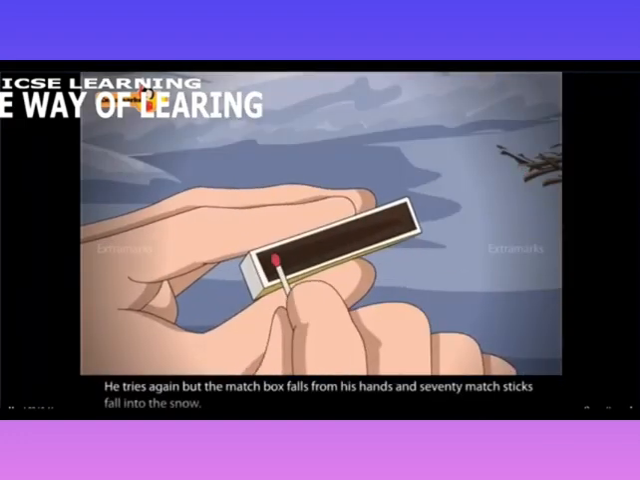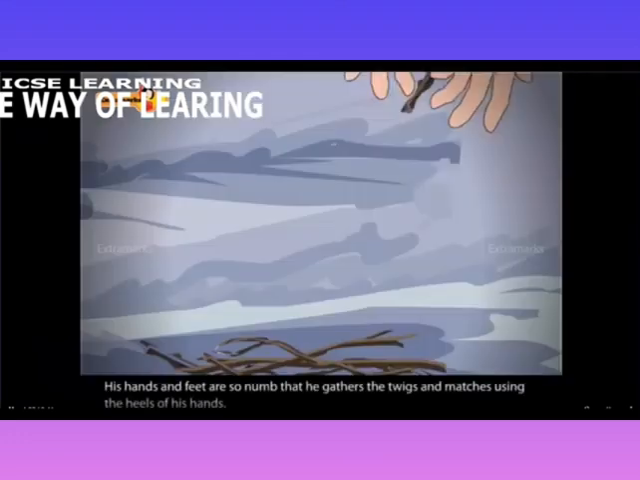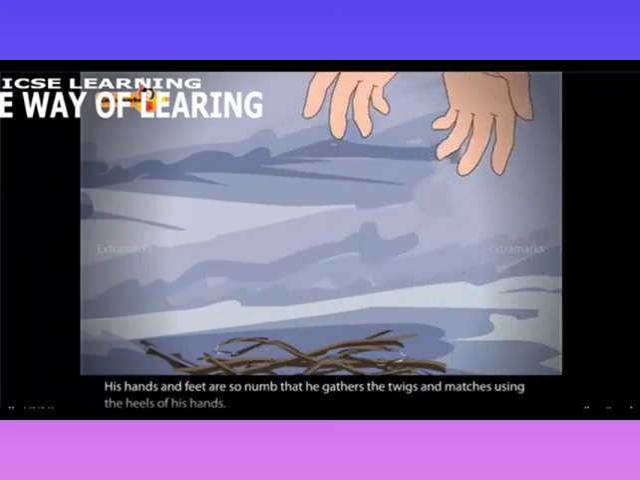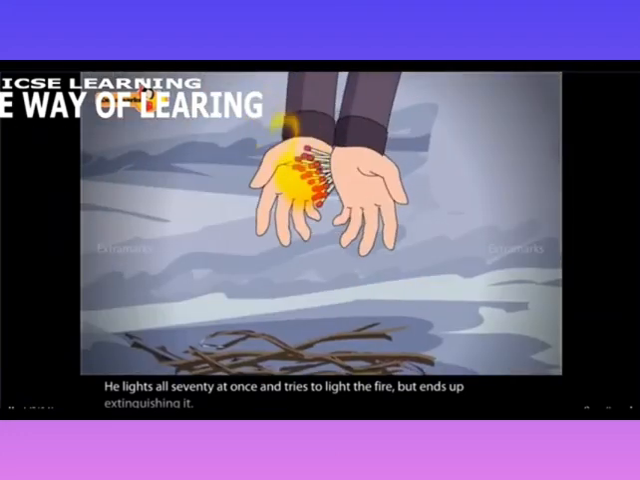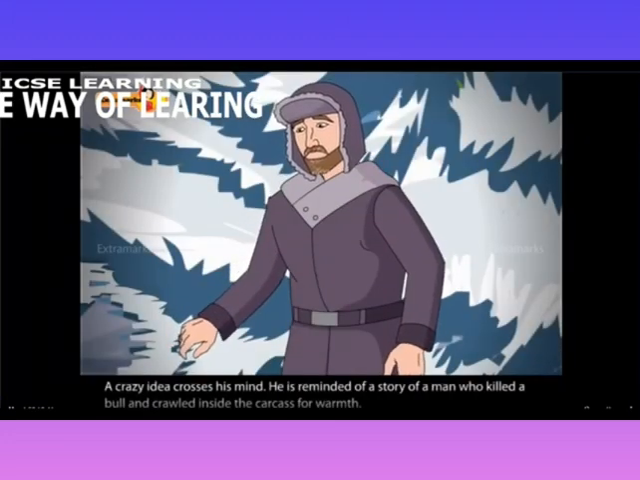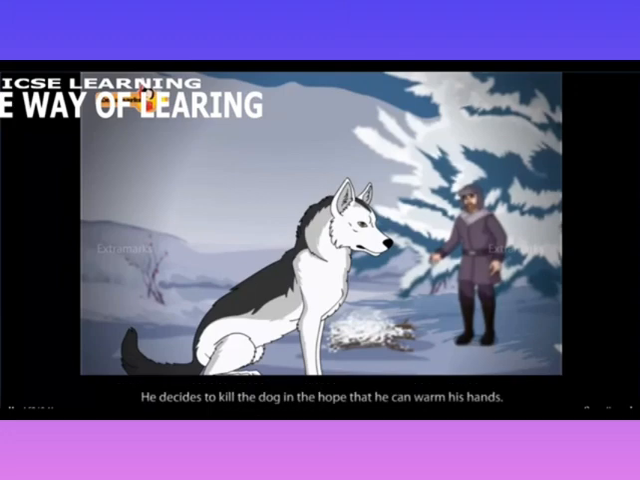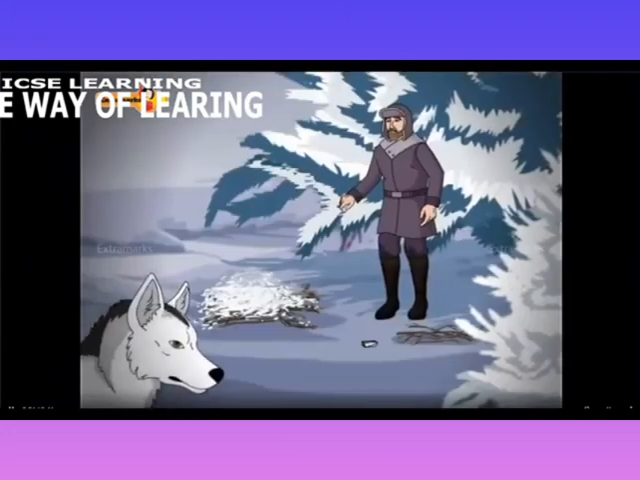He tries again, but the matchbox falls from his hands and 70 matchsticks fall into the snow. His hands and feet are so numb that he gathers the twigs and matches using the heels of his hands. He lights all 70 at once and tries to light the fire, but ends up extinguishing it. A crazy idea crosses his mind. He is reminded of a story of a man who killed a bull and crawled inside the carcass for warmth. He decides to kill the dog in the hope that he can warm his hands.